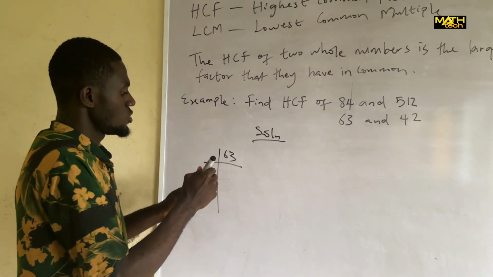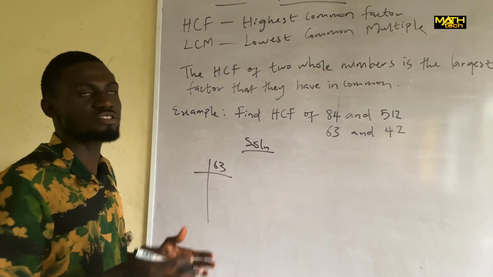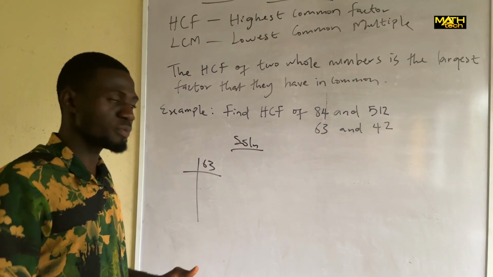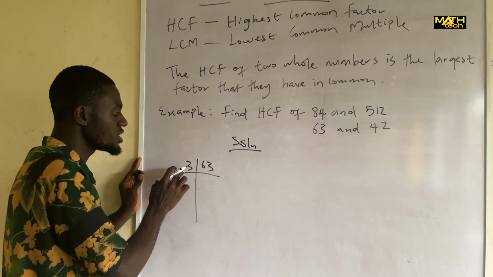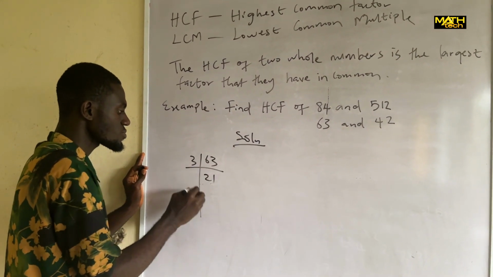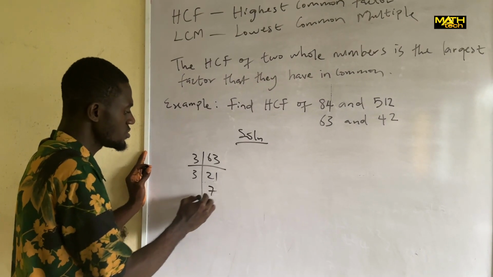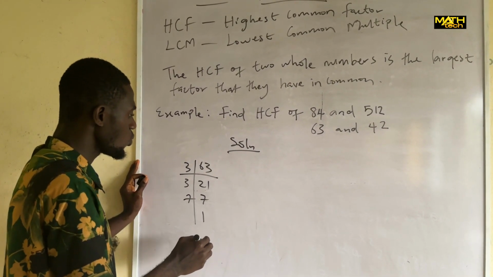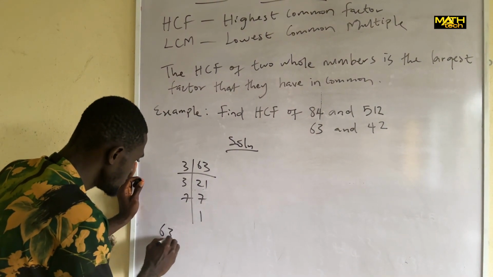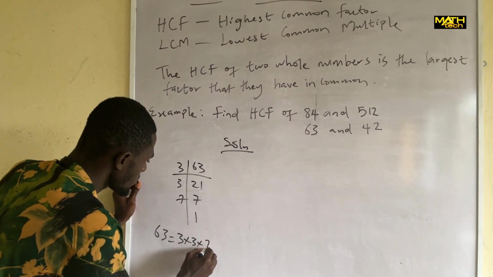2 does not divide 63, because if 63 is divided by 2, there will be a remainder. So we'll start with 3. 63 divided by 3 will give 21. Again 3, 21 divided by 3 will give 7. So we'll go with 7, and we have 1. So the prime factorization of 63 is 3 times 3 times 7.